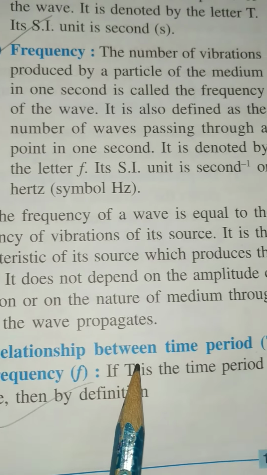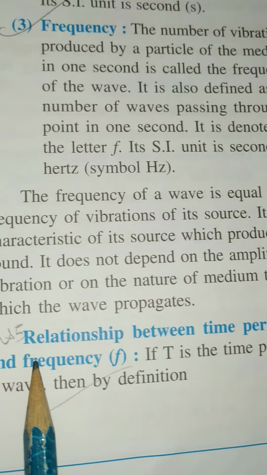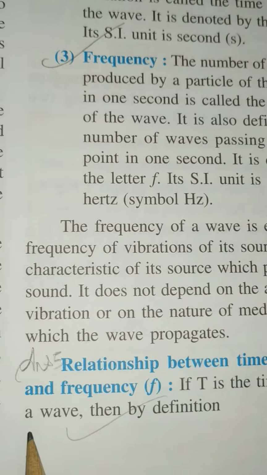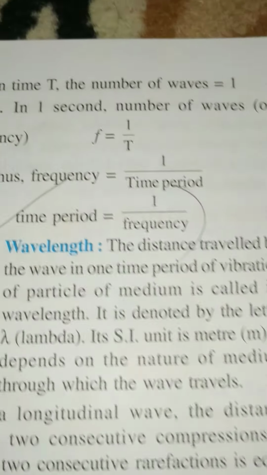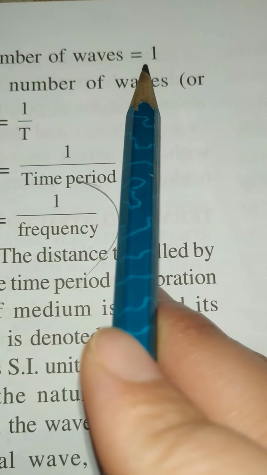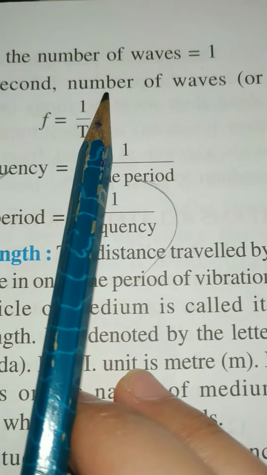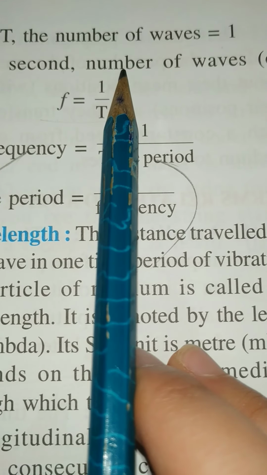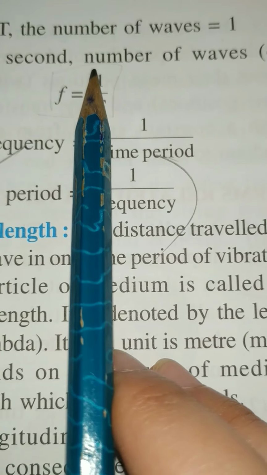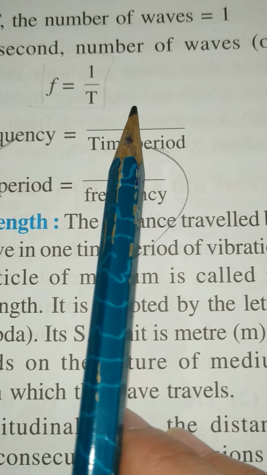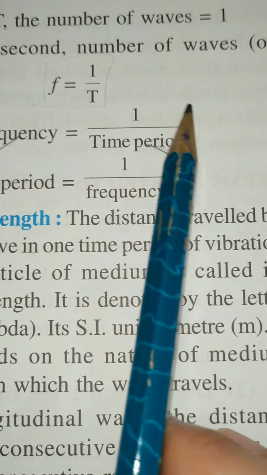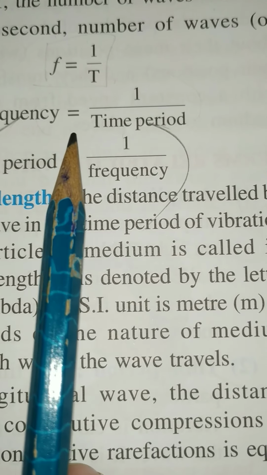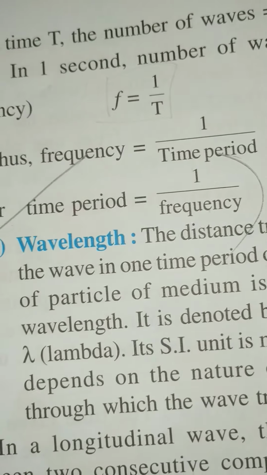Now what is the relationship between time period T and frequency? If T is the time period of a wave, then in time T the number of waves is equal to 1. So in 1 second the number of waves, F, is equal to 1 upon T. So this is the relation between frequency and time period: F is equal to 1 upon T. Thus frequency is equal to 1 upon time period, means both are inverse of each other. Or time period is equal to 1 upon frequency. So this is the relationship between frequency and time period.